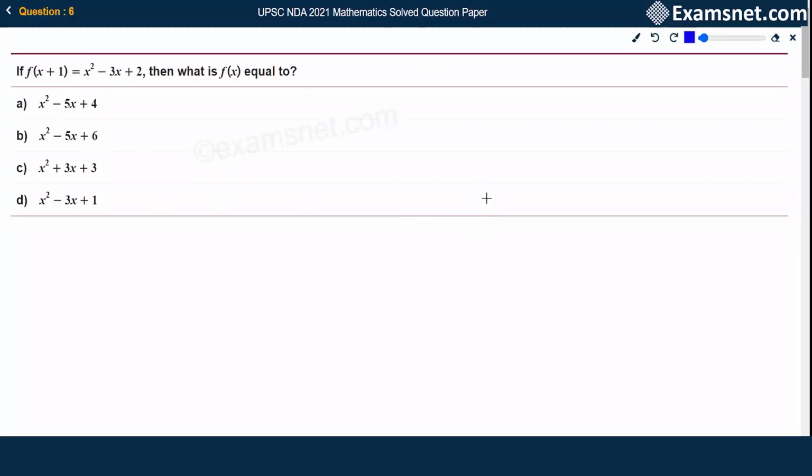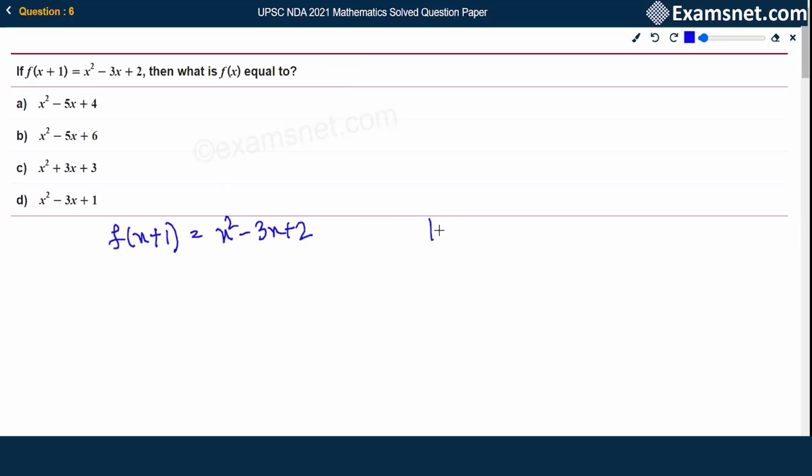It is given in question number 6, if f of x plus 1 equals to x square minus 3x plus 2, then what is f of x equal to? Okay. So the concept that is working behind is, to get the value of any function at any point with respect to some other function, we need to manipulate the given function in such a way that we get the function that is needed. Look here, what is given? The function f of x plus 1 equals to x squared minus 3x plus 2, correct?